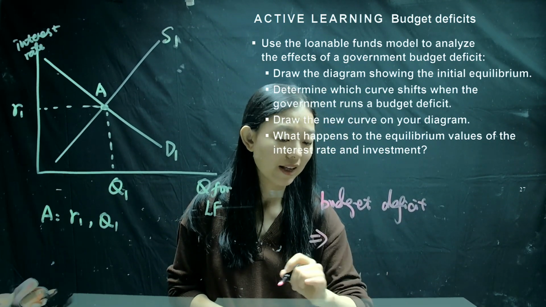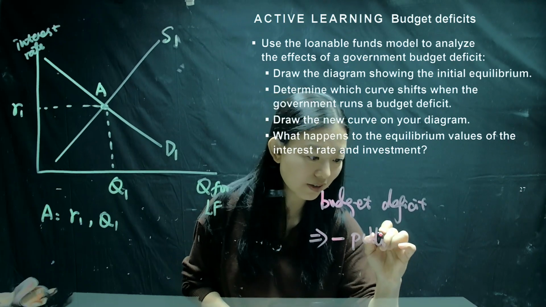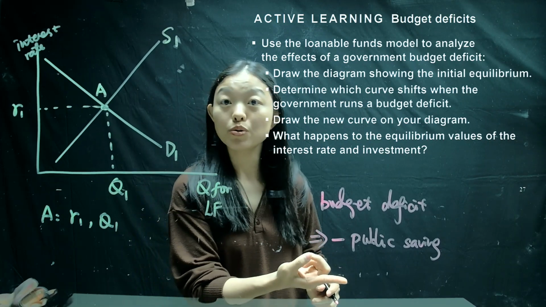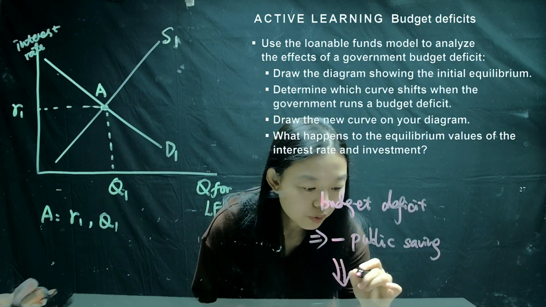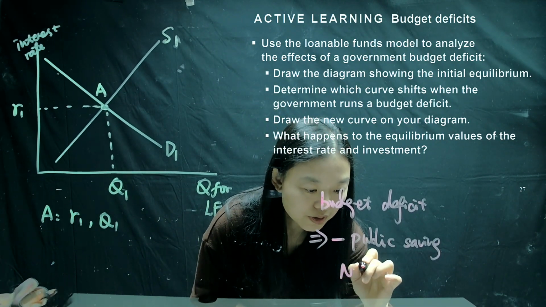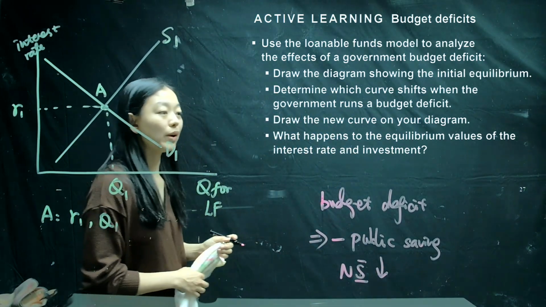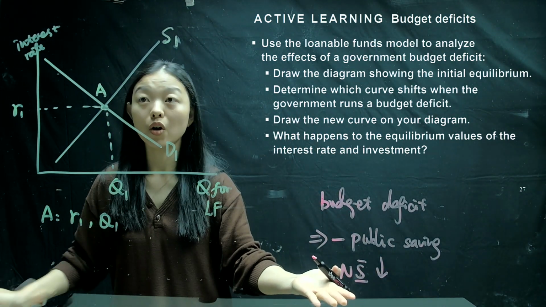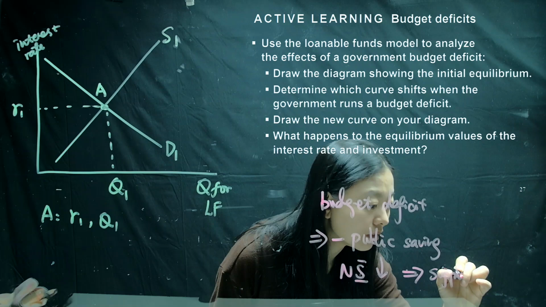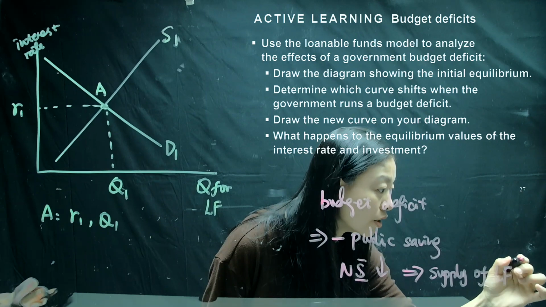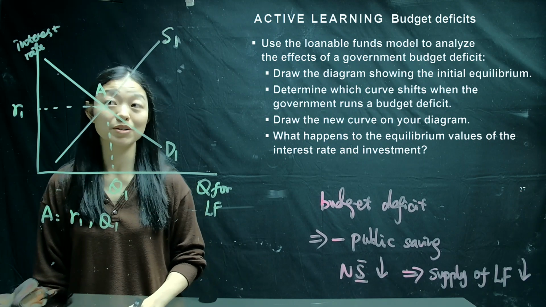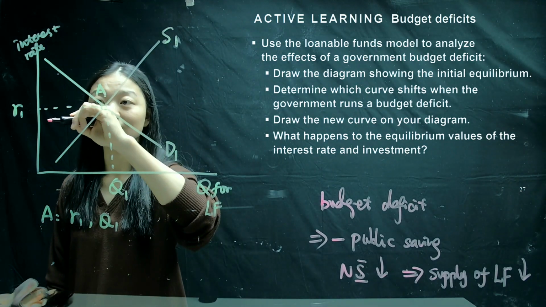A budget deficit means the government now has negative public saving, right? It means public saving becomes negative, which will definitely reduce national saving. So national saving will decrease. When national saving decreases, what happens? We know the supply of loanable funds will decrease. So the supply of loanable funds decreases, which will shift the supply curve of loanable funds to which side? The left-hand side, right?